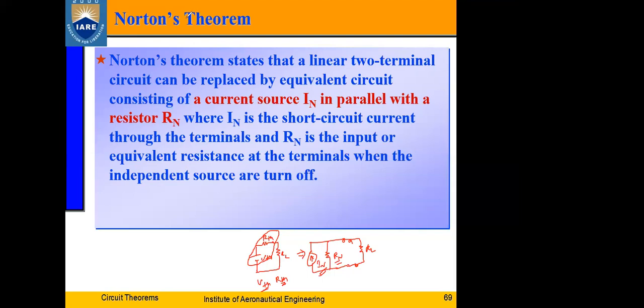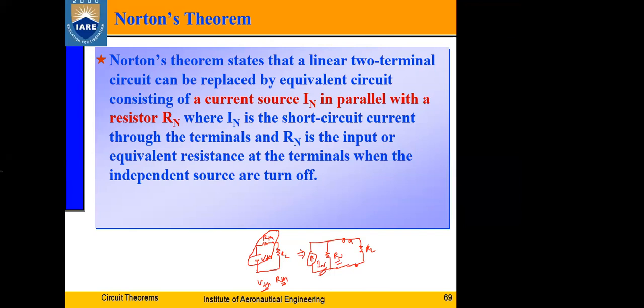Norton's theorem states that a linear two-terminal circuit can be replaced by an equivalent circuit consisting of a current source IN in parallel with a resistance RN, where IN is the short circuit current through the terminals and RN is the input or equivalent resistance at the terminals when the independent sources are turned off. I think this last part is a different one, right?